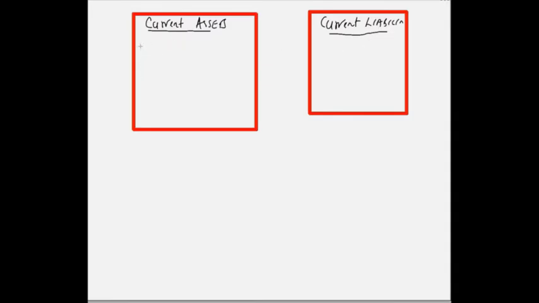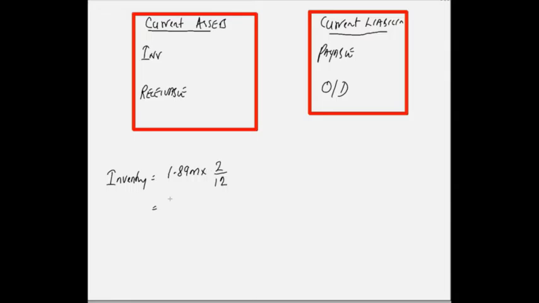Current asset includes what? Inventory and receivables. So you have to work out inventory and receivables. Current liability includes payable and overdraft. So I'll start one by one. Let's work out inventory. What's your cost of sales given in the scenario? 1.89. So 315. Work out receivable days. I am told how much the sale is. 4.2 million. 2 over 12, 700,000.